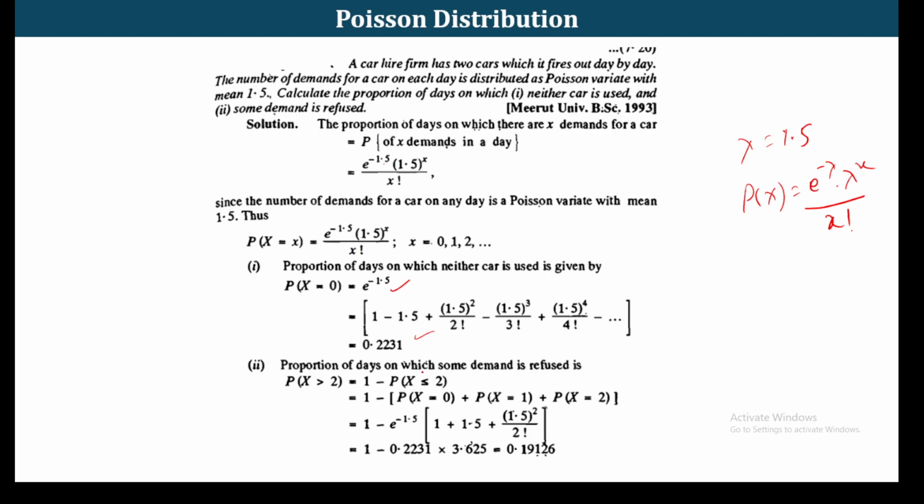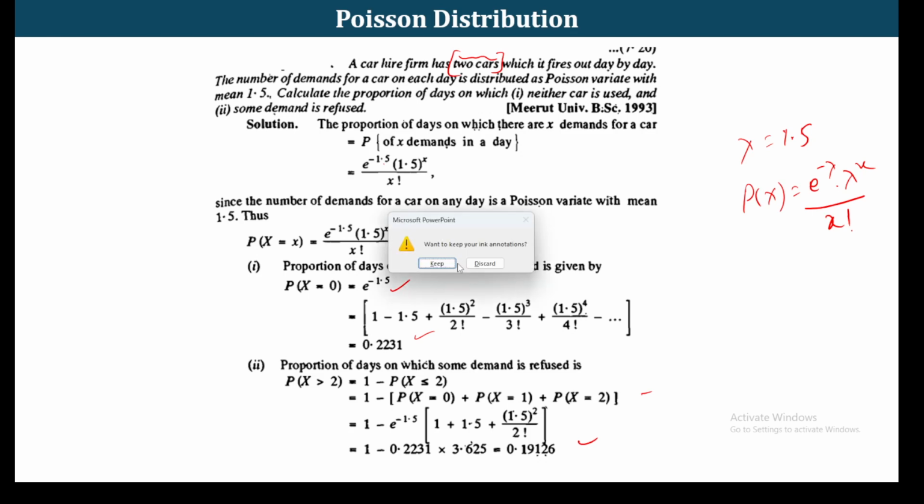Proportion of days on which some demand is refused. Demand is refused when the orders are more than 2, since they have only 2 cars. If 1 order comes, they will service it, or if 2 orders come, they will provide the service. But if more than 2 orders come, they have to refuse the demand. So in that case you apply P of x greater than 2, which is 1 minus P of x less than or equal to 2. Then you can apply the formula and you will get the answer.